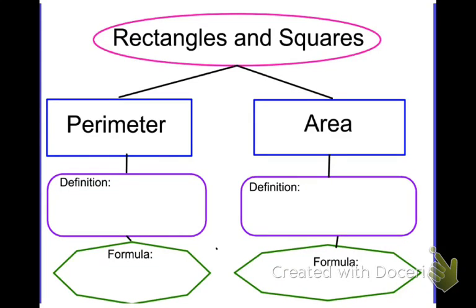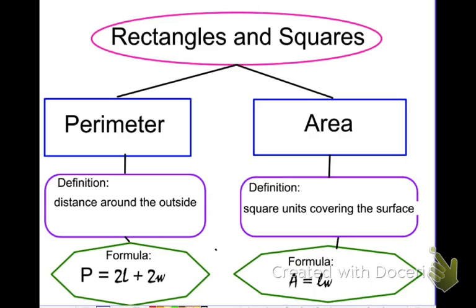Okay, so we're going to review rectangles and squares and finding the perimeter and area of them by remembering the definition for each. Perimeter is the distance around the outside of the shape, while area are the square units covering the surface. The formula for perimeter is to multiply 2 times the length and add it to 2 times the width. Take a moment to fill out your graphic organizer on your handout. Remember to pause.